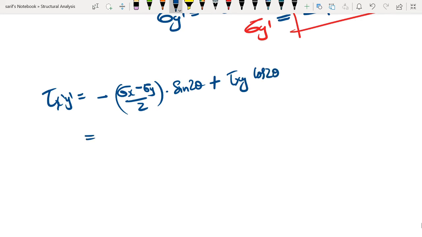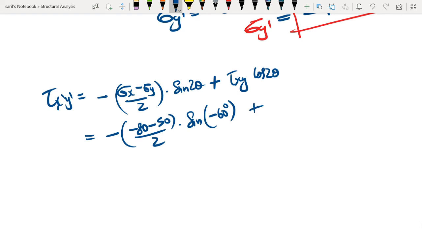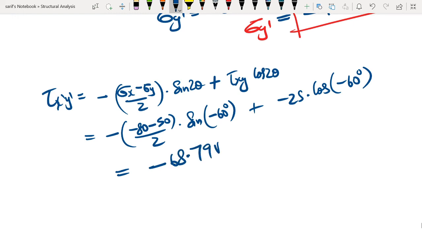So if you substitute, minus sigma x is minus 80 minus 50 divided by 2, into sine of 2 into minus 30, so it is going to be minus 60 degree, plus tau xy is minus 25 into cos of minus 60 degree. If we simplify this, we get minus 68.79 megapascal. So this will be the value of the shear stress.